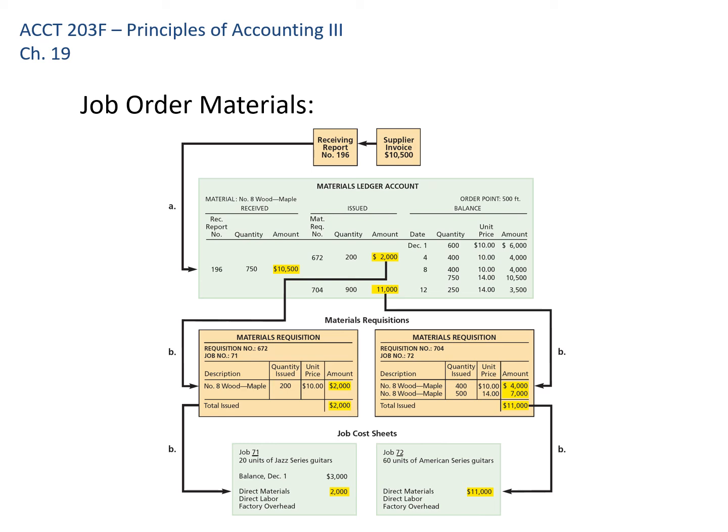On B there, the material has been requisitioned, so somebody in charge of production in the factory has indicated to the warehouse, I need some materials for these certain jobs. So they issue those materials. Then we update the job order cost sheet with the cost of those jobs. So I needed $2,000 of direct material on job 71 and $11,000 on job 72 of materials.